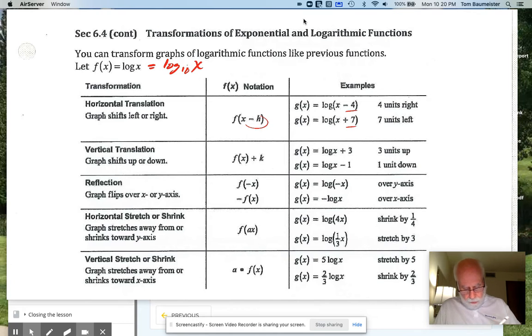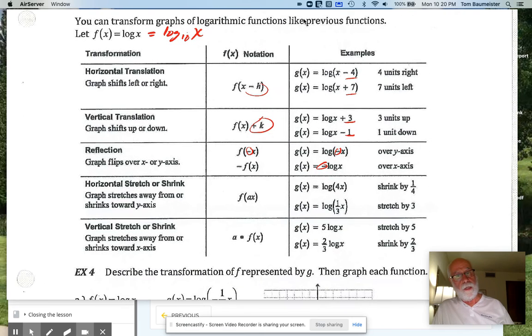Vertical, again, just like the other time, it's on the outside: inside x, outside y. I keep saying that. So on this one here, it follows the sign. So plus 3 would make it go up. Minus 1 would make it go down. A reflection, remember, if it's on the inside, if it's attached to the x, it's going to be a reflection over the y-axis. If it's on the outside, it's going to be a reflection over the x-axis.